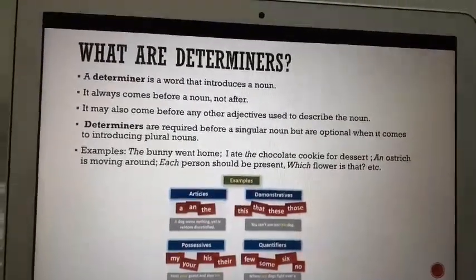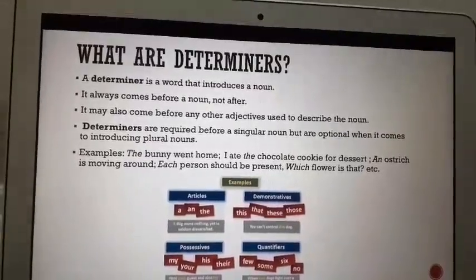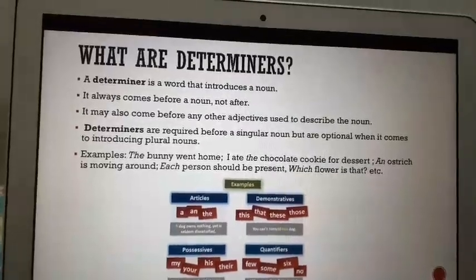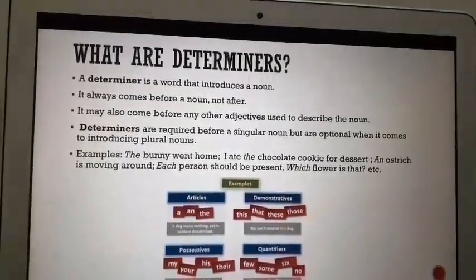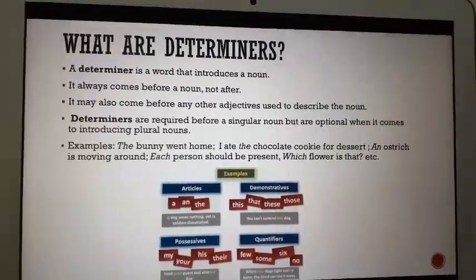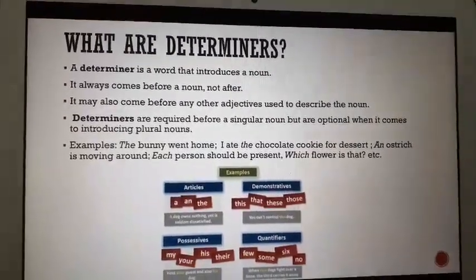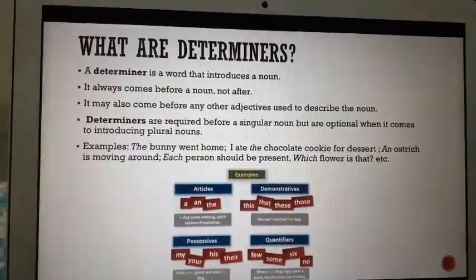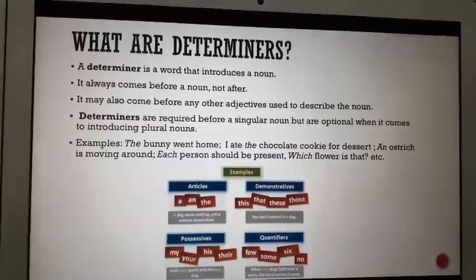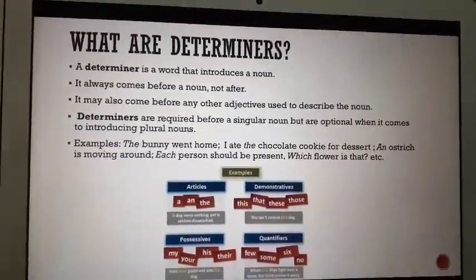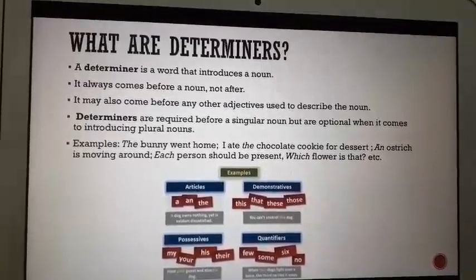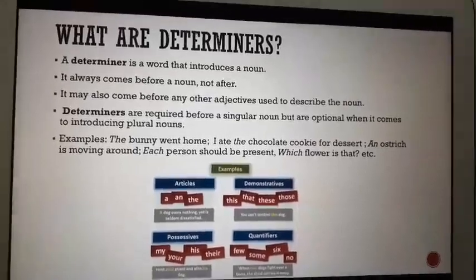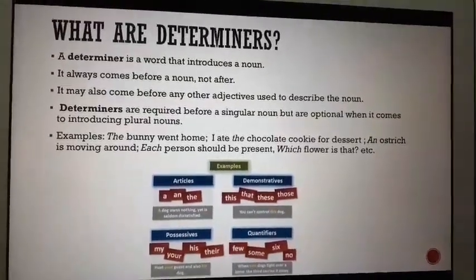Determiners are required before a singular noun but are optional when it comes to introducing plural nouns. What are singular nouns? Singular is one, something which is one in nature, whereas plural is many or more. So if there are many things, like flowers, boats, these are all plural nouns, right? So it is not important to put a determiner before that, but it is definitely required before a singular noun.